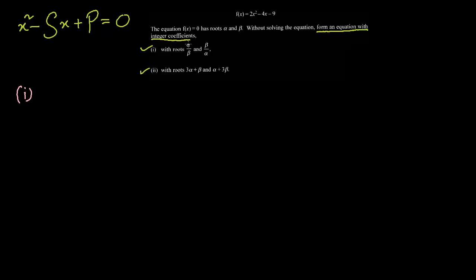One of the roots x1 is alpha by beta and the other one is beta by alpha. So let's find the sum of the roots. Alpha by beta plus beta by alpha. If you take the LCM, it would be alpha beta. So beta and beta cancel off, so we get alpha squared plus beta squared, over alpha beta.